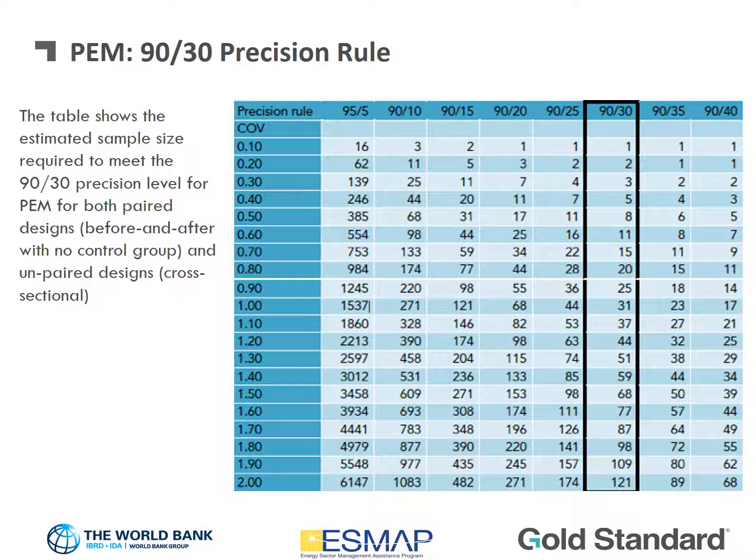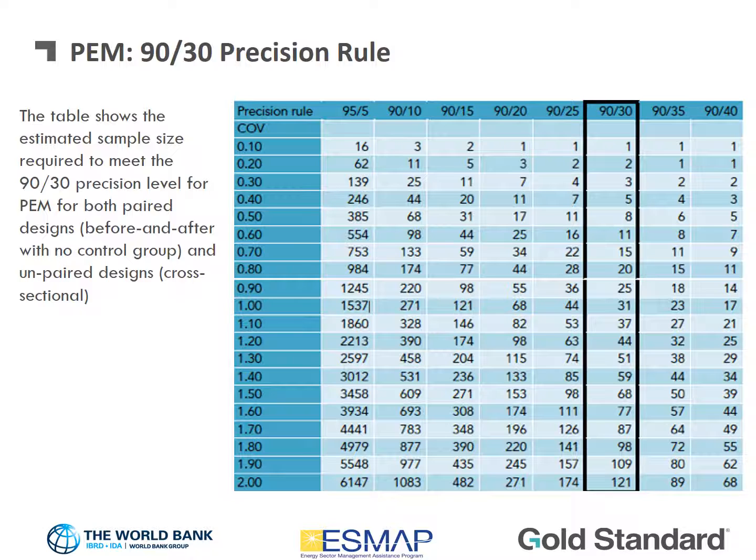So here is a table that shows the sample size calculation for meeting the 90/30 precision rule for PEM. And this is for both paired, meaning before and after study design, so the same participants before and after receiving the project technology, or unpaired design, or cross-sectional, where there are two separate groups that are well matched but are not the same participants for baseline and project.